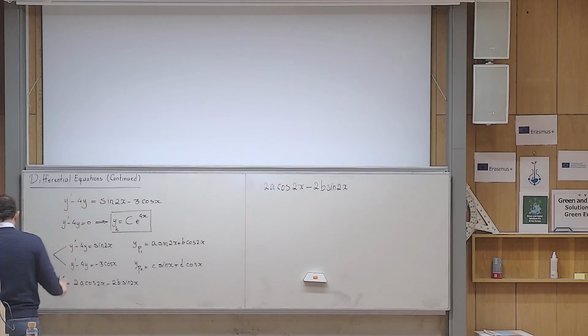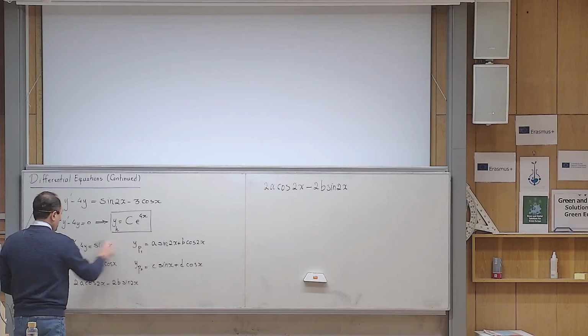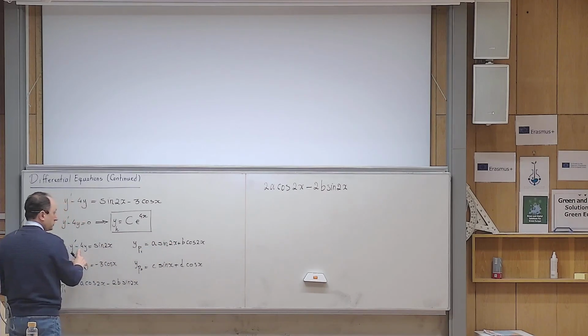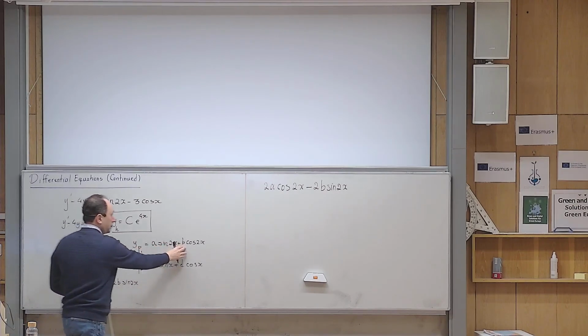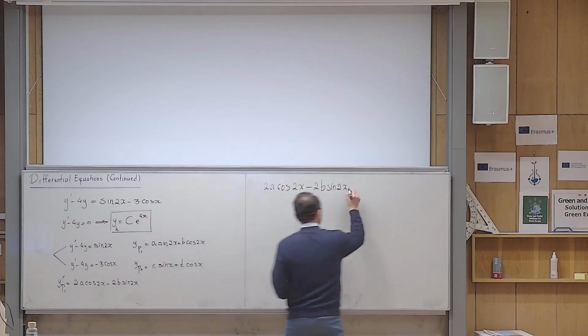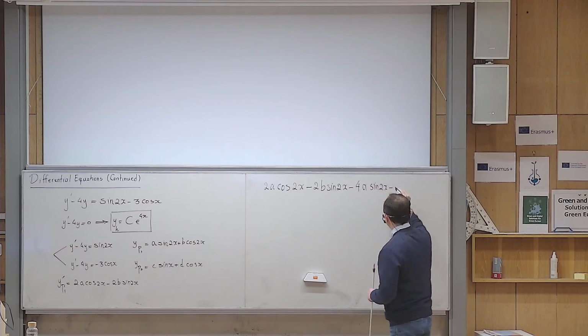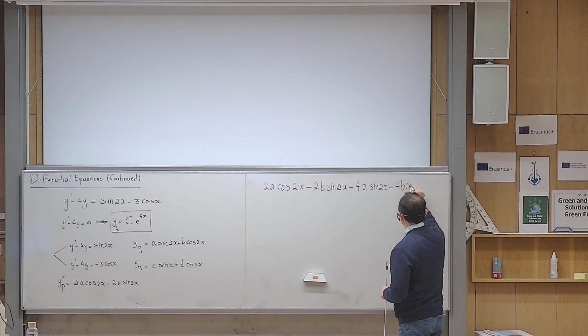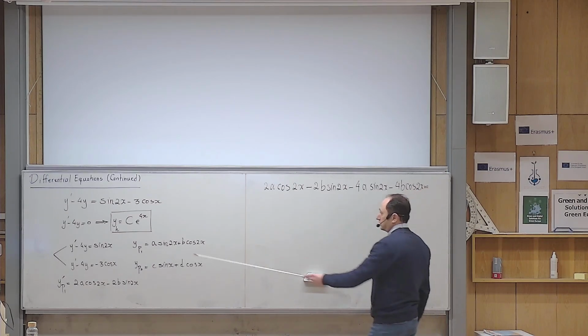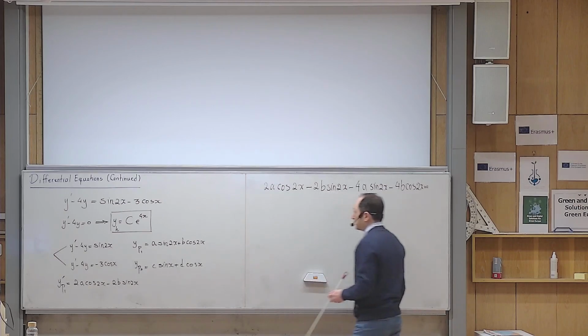But then I have minus 4 times y. So I have to multiply y by minus 4. So minus 4 goes here and there. It becomes minus 4a sine 2x and then minus 4b cosine 2x. This is supposed to be equal to the right hand side there, which is sine 2x.